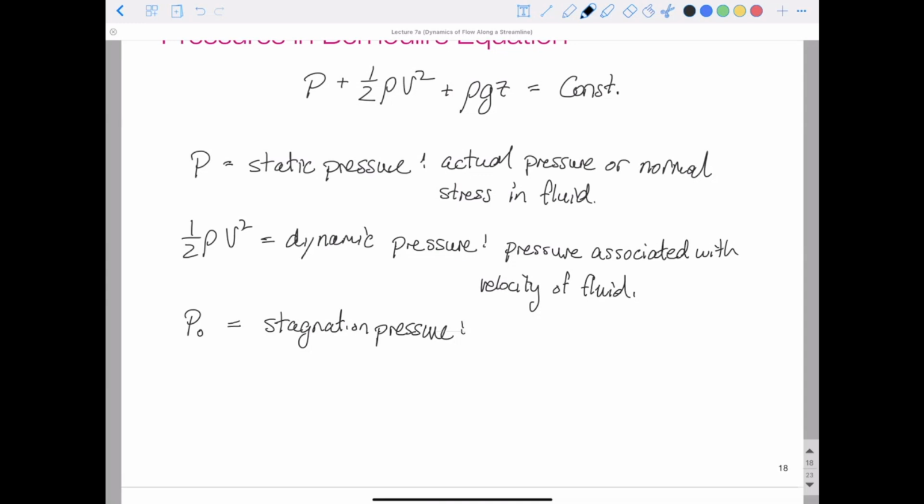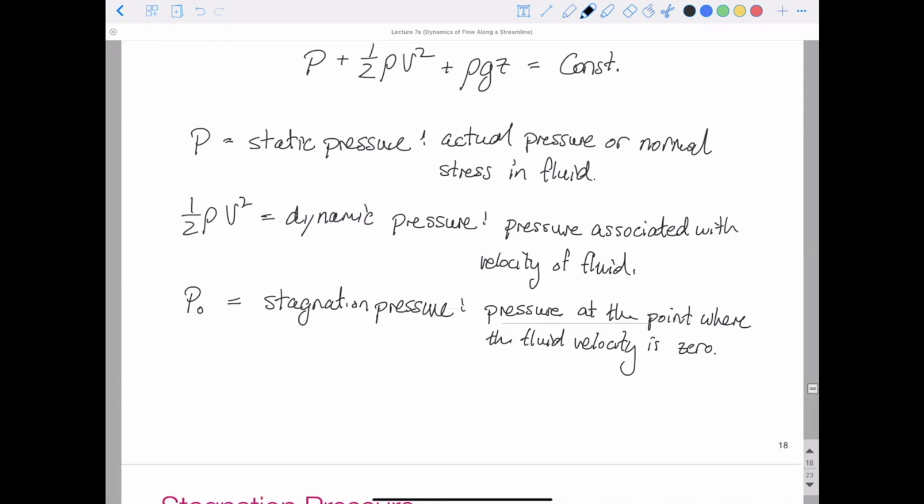So it is the pressure at the point where the fluid is brought to rest, which makes sense. We set our stagnation point in the flow as the point in our flow where we have 0 velocity. So at our stagnation point, we have our stagnation pressure: the pressure at the point where the fluid velocity is 0.